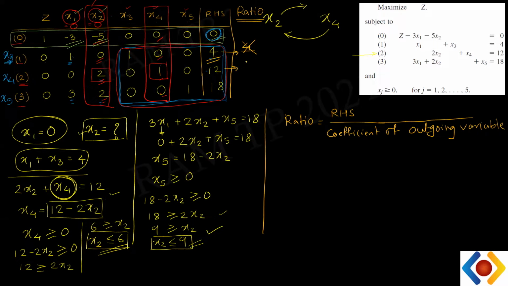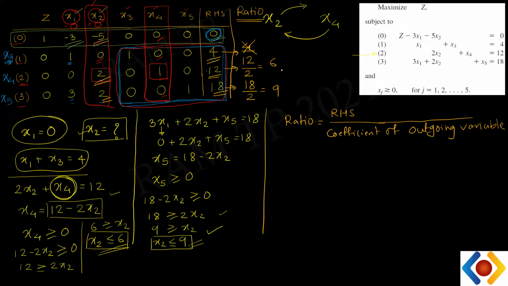Okay, for this one, what is the right hand side? It is 12, positive 12. Divided by what is the coefficient of x2? 2. 12 divided by 2 gives you 6. What about the last row? The right hand side is 18. Divide by the coefficient 2, which gives 9.